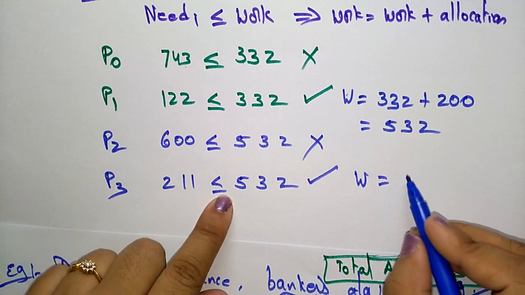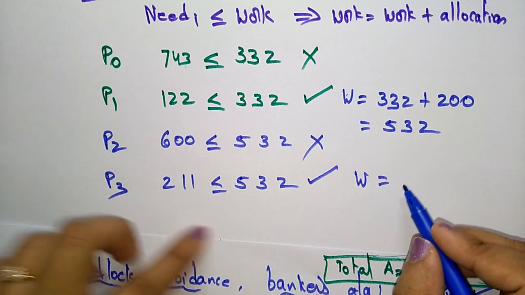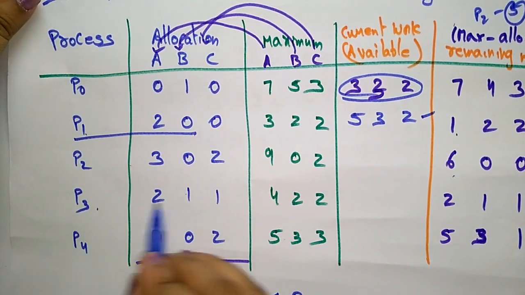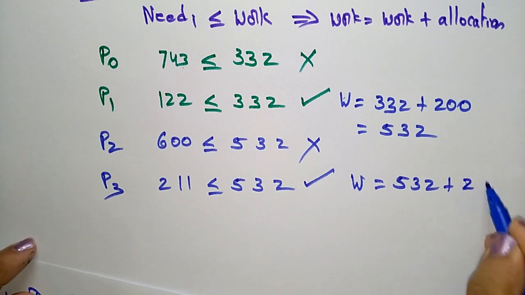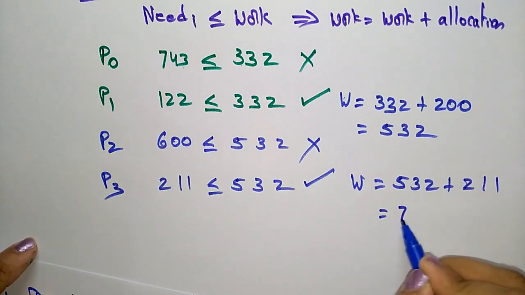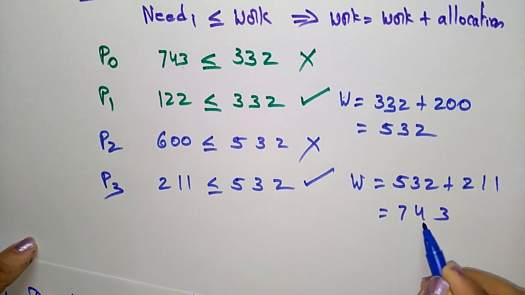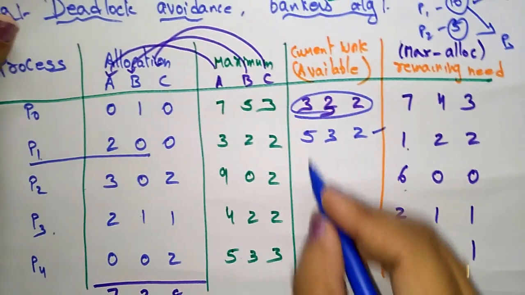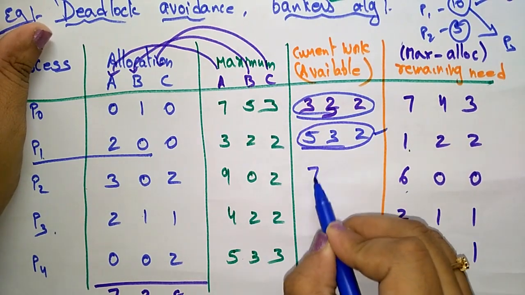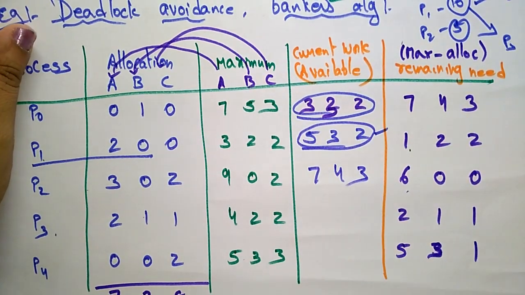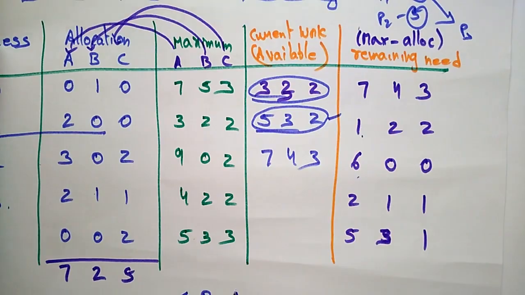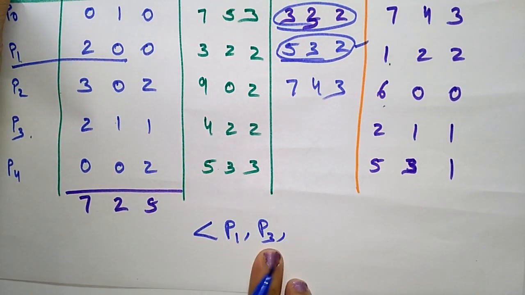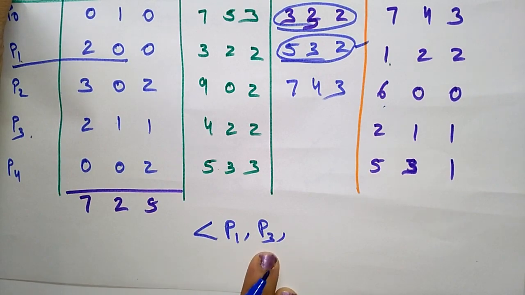The work is the current work. What is the current work now? 532 plus the allocation of P3, which is 211. Add 211, so you get 743: A resources 7, B resources 4 and C resources 3. So now the current work is updated with 743. Now enter P3. The P3 process is also completed, so it entered into the safe state. So after P1, the next in the sequence is P3.